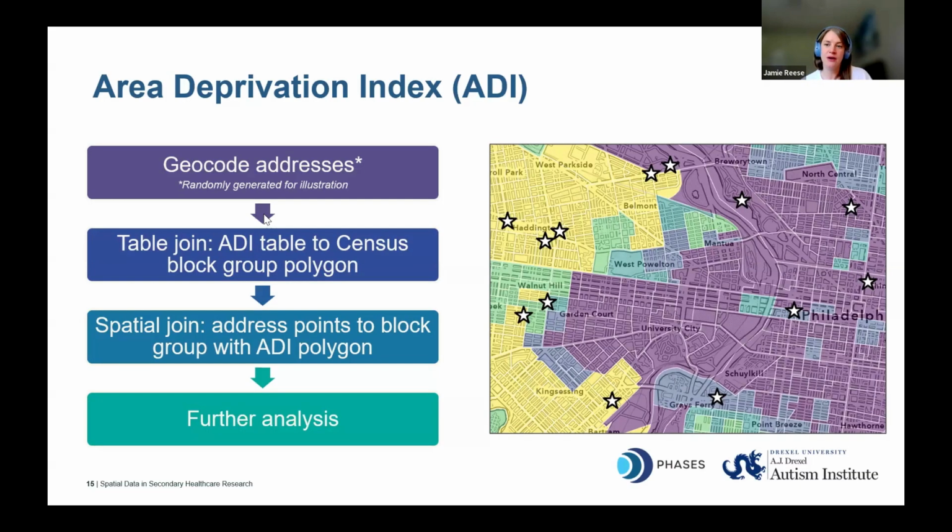Once those points and polygon layers are loaded into ArcGIS, you can visualize the data. So it's not joined yet, but it's on your map for you to look at. I give an example here. It shows the stars again are randomly generated addresses, and then the shading is actual data. That's area deprivation index by block group. I have shaded it by quantile, so ranges of values that you can make your own choices there.